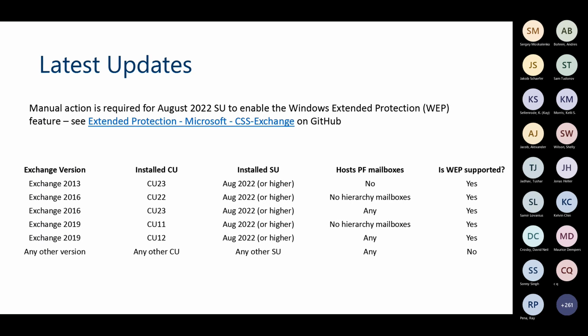Now, Windows Extended Protection is supported on Exchange 2013, 2016, and 2019, starting with the August SU. And while you can go and manually enable extended protection on each virtual directory, we did release a script that can help you accomplish this in bulk. Now, you must ensure all of your servers are on the required CU and have the August SU installed before you use the script to enable extended protection.